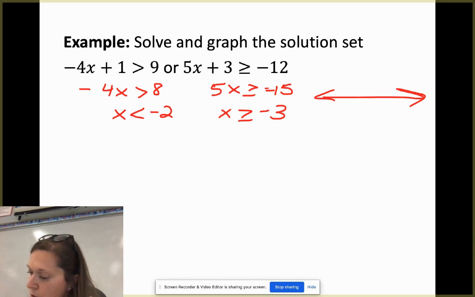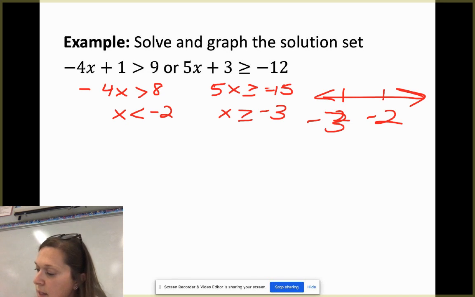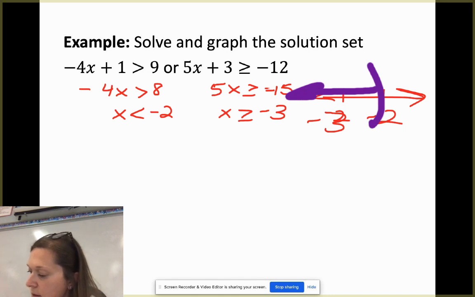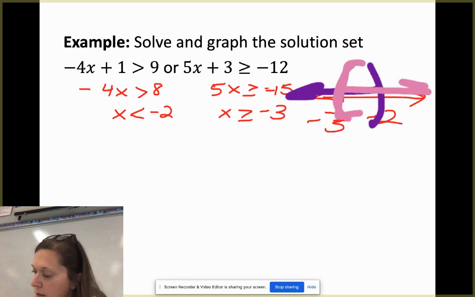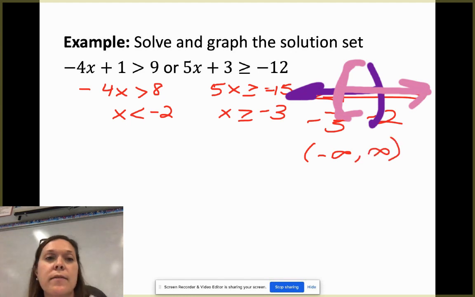So negative 2, negative 3, that should be over there. Negative 2 is smaller. All right, so negative 2 going this way. Negative 3 is going this way with a bracket. So again, because it is an or, it's the union of everything, we end up with negative infinity to positive infinity.